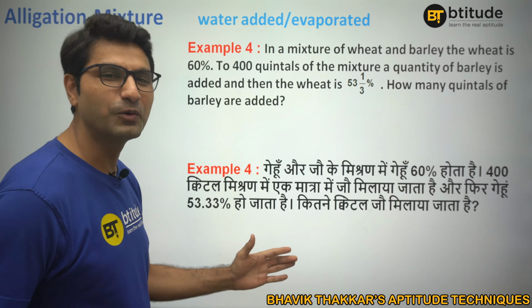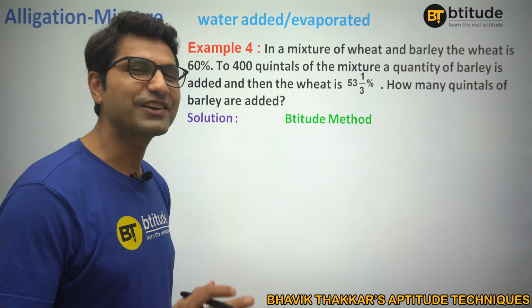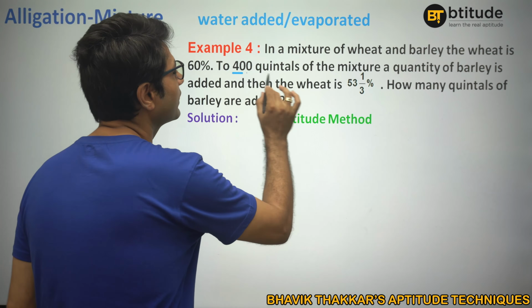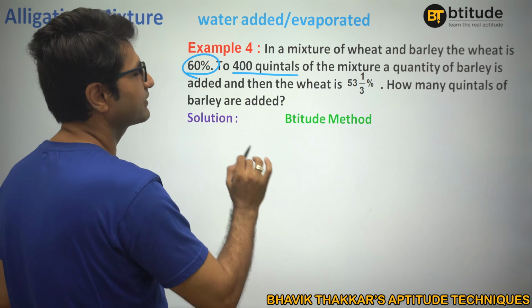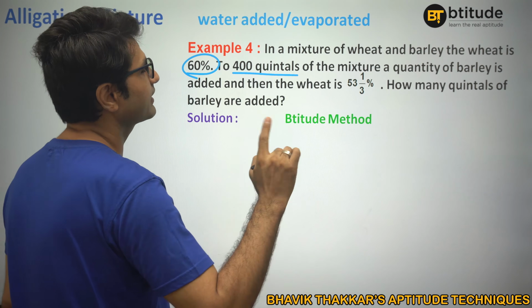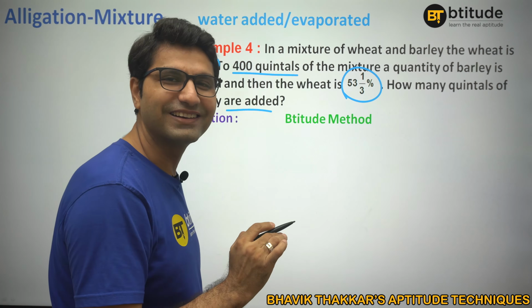Again, you can remove this one and let us see how you can do it. Please try to do it on your own first, that will help. Alright, so 400 quintals of mixture is there of wheat and barley, where wheat is 60%. How much barley is added, isn't it? No, they are saying some barley is added and wheat becomes this much. So how many quintals of barley are added, right?